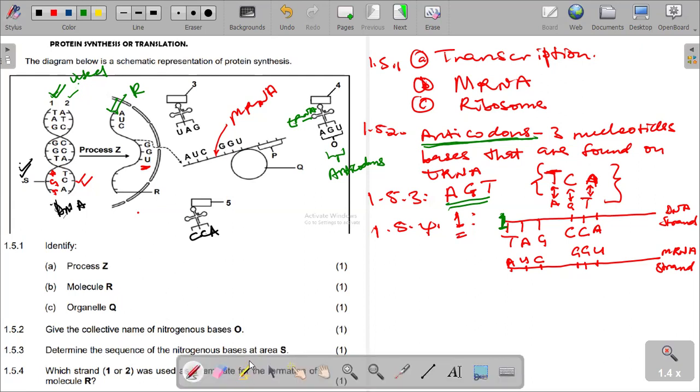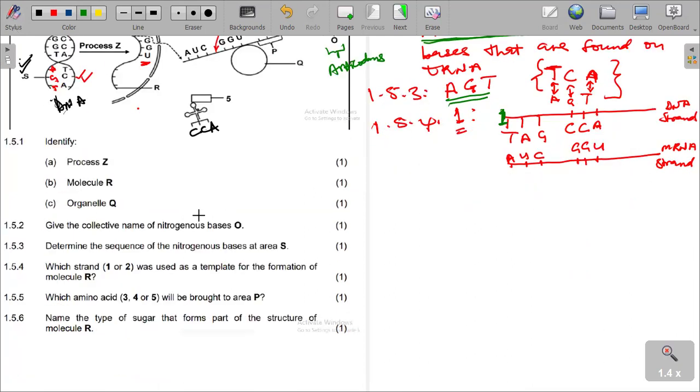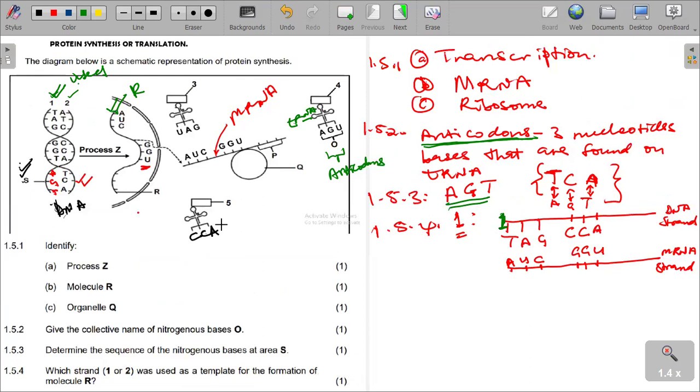Our next question is 1.5.5: which amino acid, 3, 4, or 5, will be brought to area P? Which amino acid will be brought to area P?